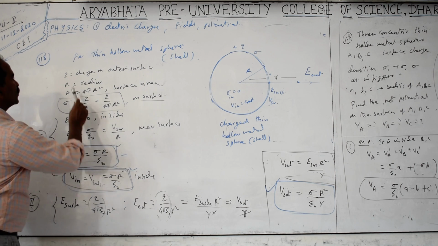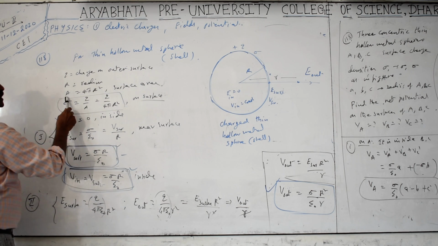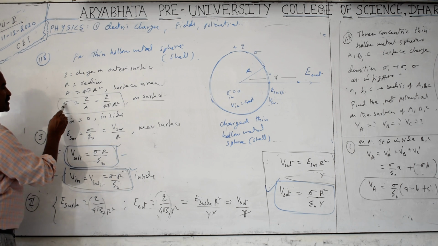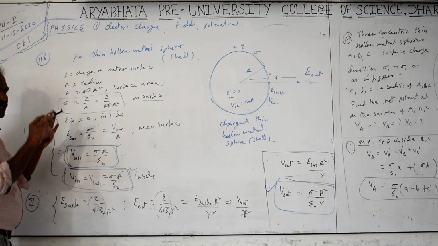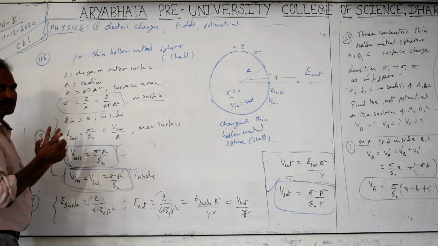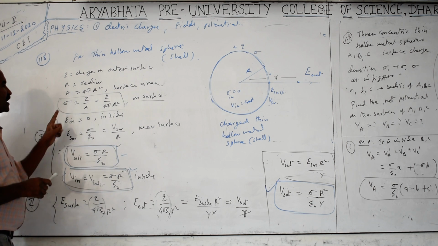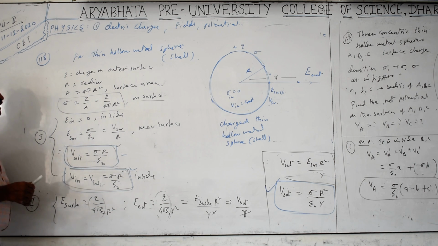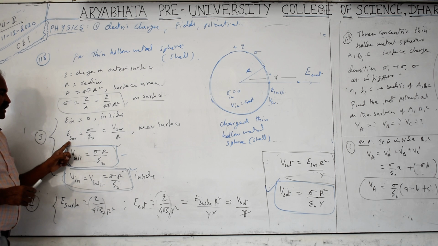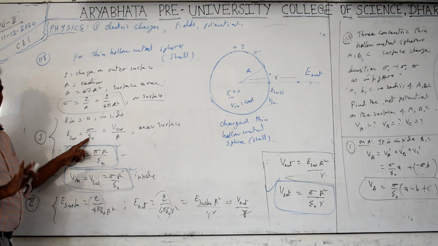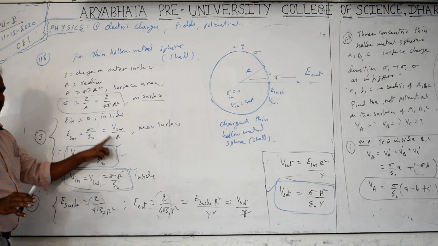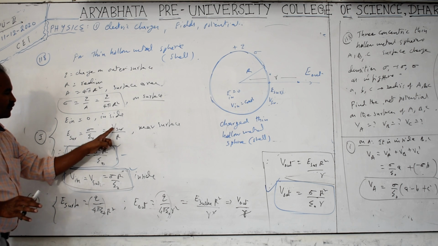First, Q is the charge on the outer surface, R is the radius, and the surface area becomes 4 pi R square. The surface charge density, sigma, is on the surface only. Sigma equals Q by A, which is Q by 4 pi R square, on the surface. But inside, the electric field is 0. The surface electric field is sigma by epsilon naught, applicable for the hollow sphere and the solid sphere also. The E equal to V by R relation is also applicable. So E surface equals sigma by epsilon naught equals V surface by R.